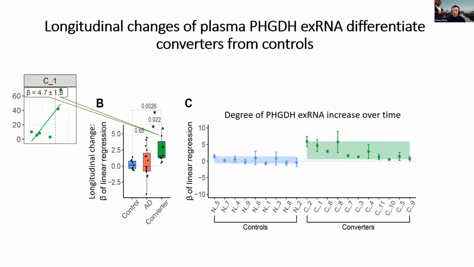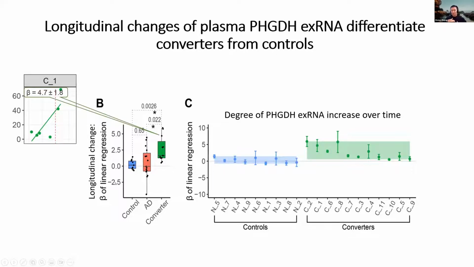The higher the slope, the larger the increase across the follow-up. So the first group in blue are the slopes of our control. The green, the last group, are the slopes of the converters. You see that there is a populational difference.